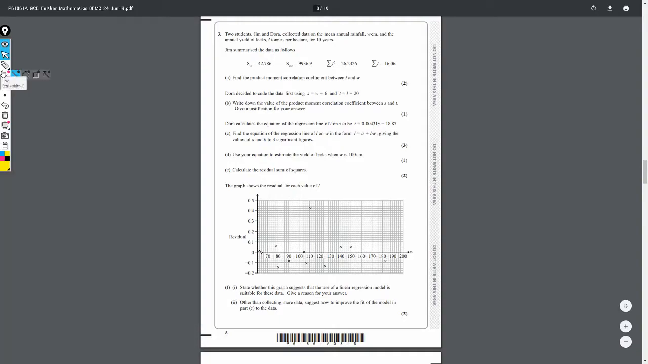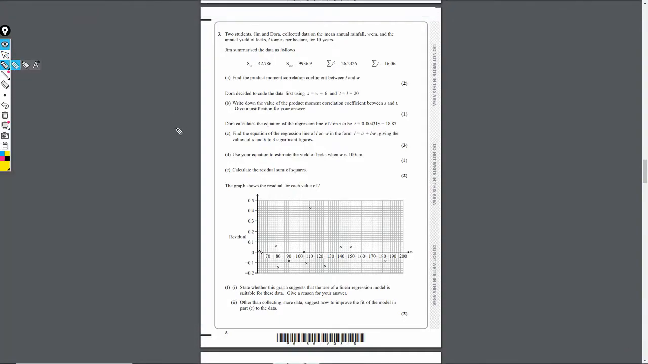Moving on to question 3 now, we have a question here that's looking at product moment correlation coefficient and regression and the residual sum of squares. So quite a big question overall, there's a few different parts. Because I don't have enough room down here, I'm going to write down in the margins here, so hopefully it's clear what I'm writing. I'm going to do it in yellow so it's a bit clearer.